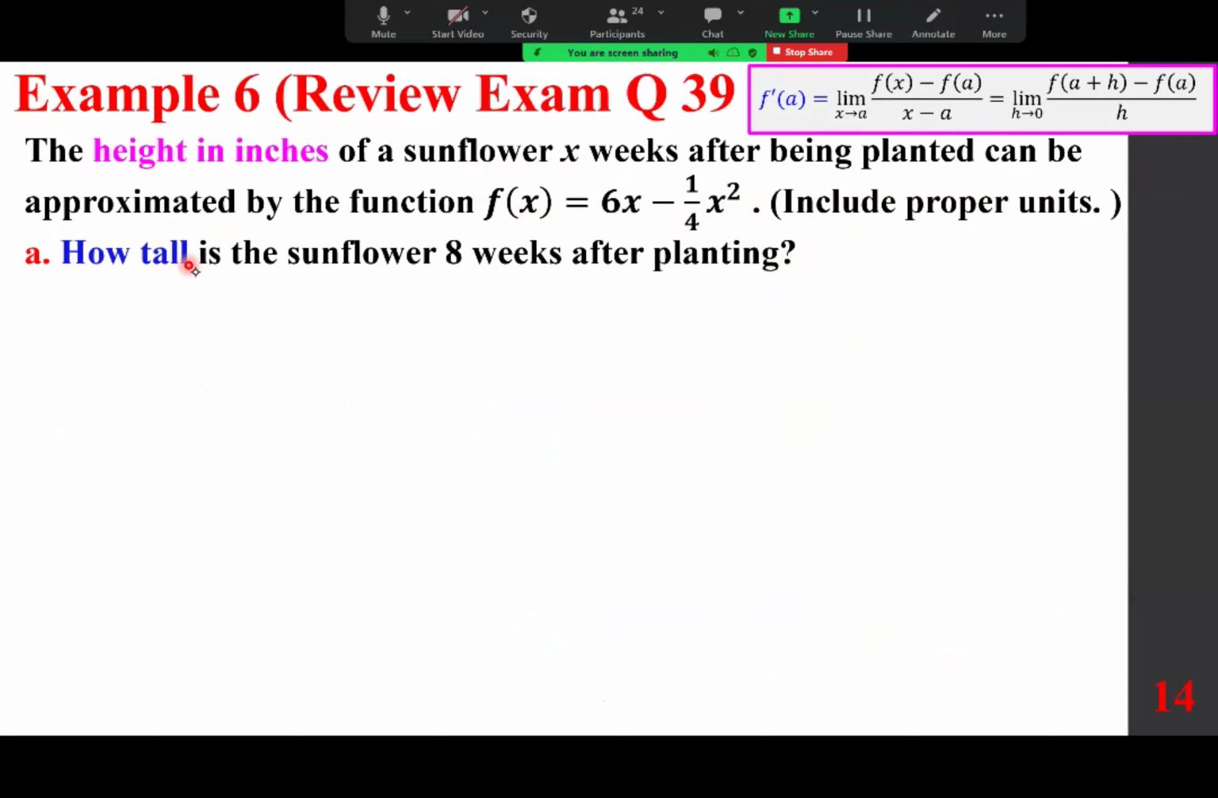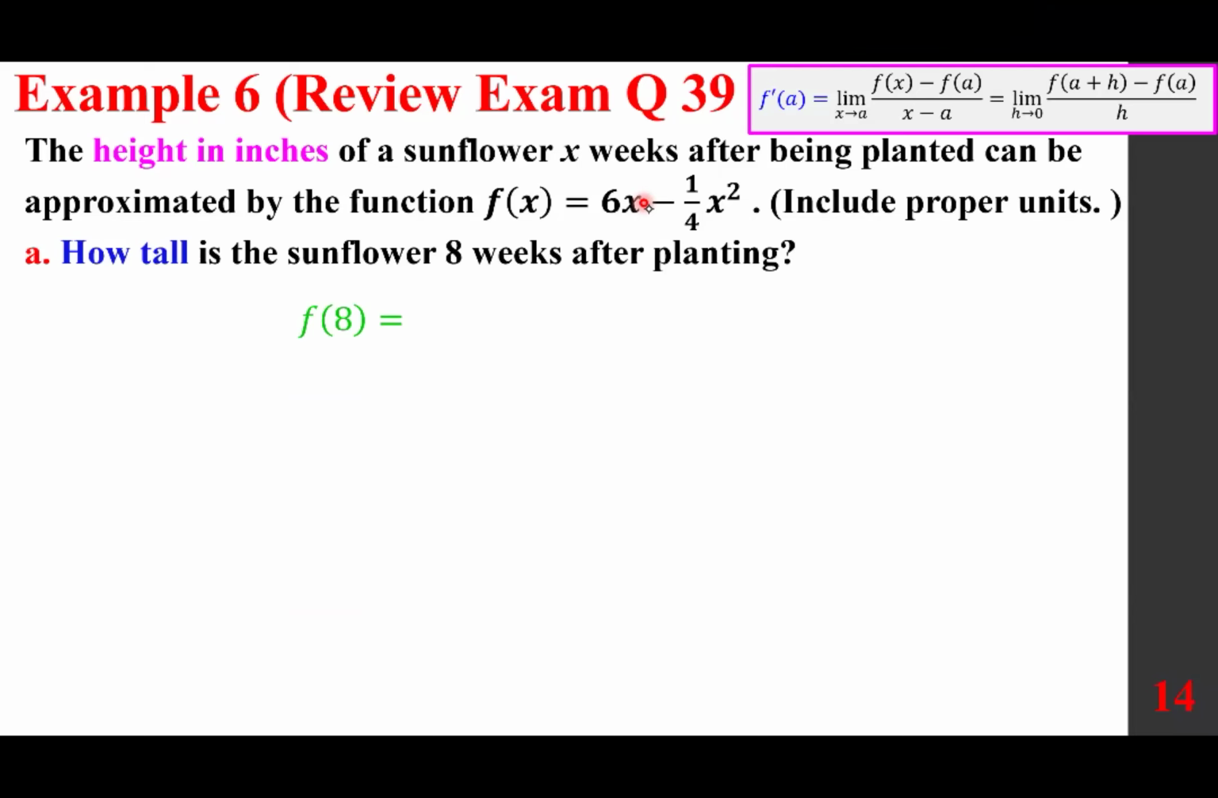I hope you realize this is elementary algebra. So simply put, it means plug in 8. So you want f of 8. That's all you're interested in. We are interested in finding f of 8. Okay.